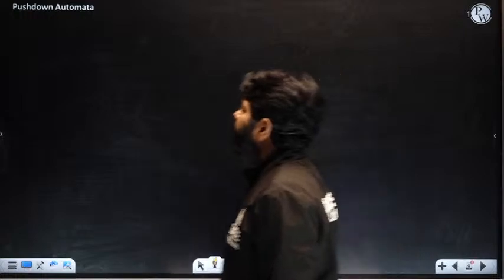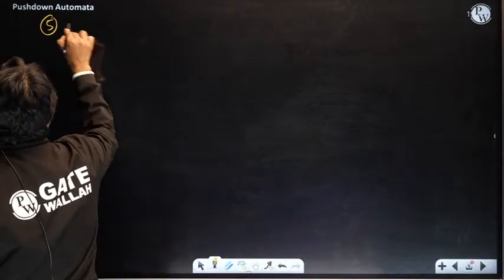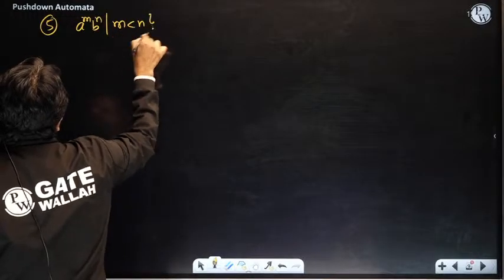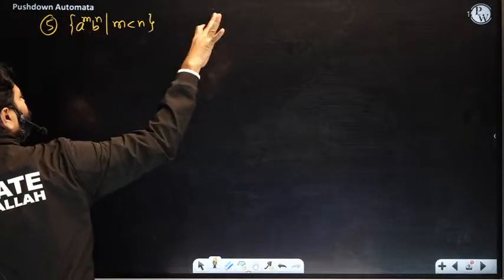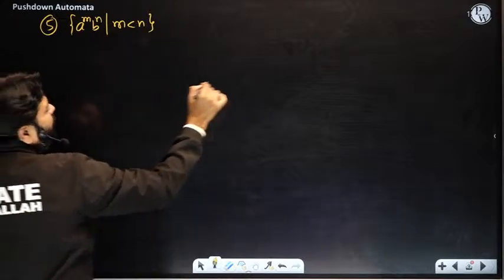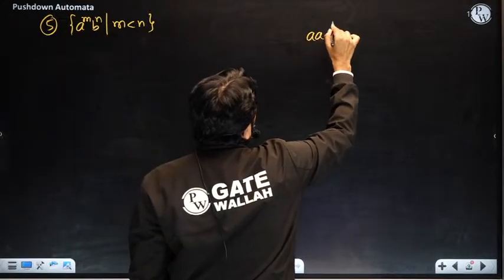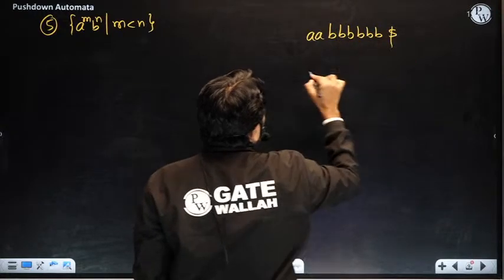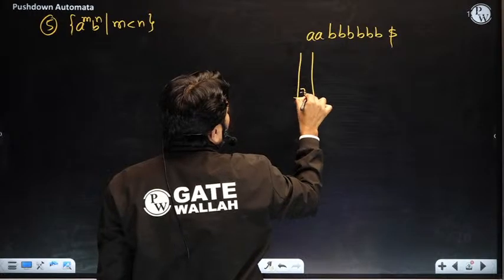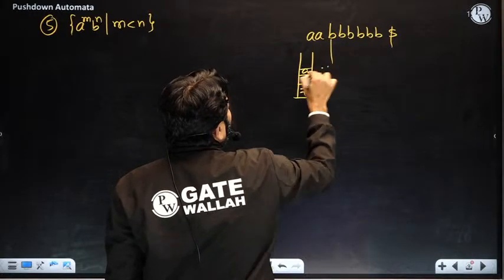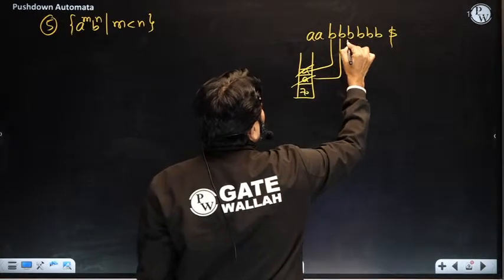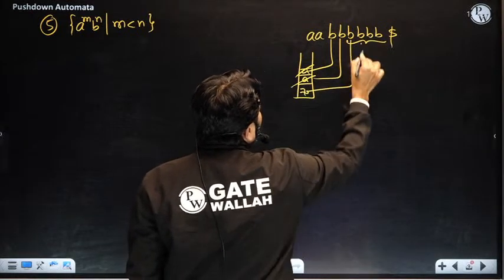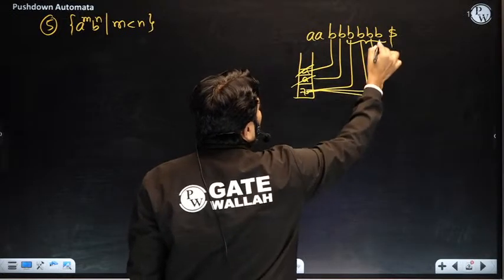Fifth one. Now the number of B's is more: A power m, B power n, m less than n. Now B's more. How do you do B's more? 2 A's, so many B's are there. How do you guarantee they are only B's? You keep on the stack 2 A's and 2 B's, you pop 2 A's, but from here to here you need to read, right? Just look at B comma Z naught only, you should guarantee that only B's are there.